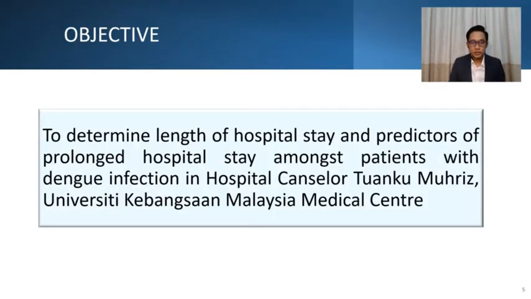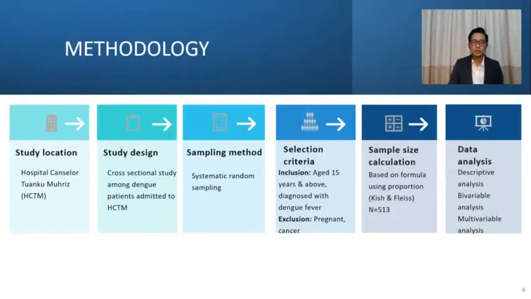The objective of this study was to determine the length of hospital stay and predictors of prolonged hospital stay among patients with dengue infection in Hospital Canselor Tuanku Muhriz. This study employed a cross-sectional design using retrospective data.